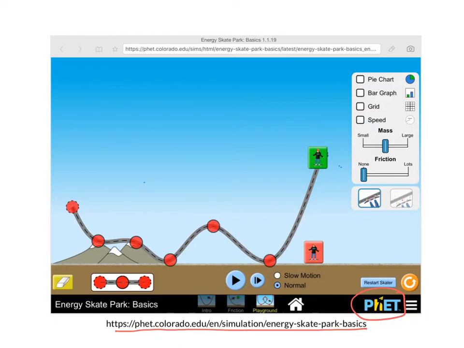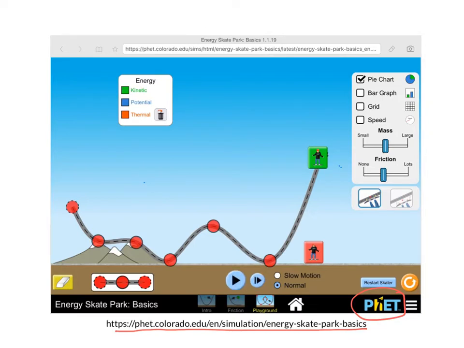So clearly friction is taking away some of the kinetic energy of this guy as he's traveling down this skate hill. So I'm going to check out the pie chart here, and the pie chart has three kinds of energy. I'm going to add a little bit of friction back like we had before, and you'll notice kinetic energy is green in the pie chart, potential energy is blue, and thermal energy is orange. So here we go.